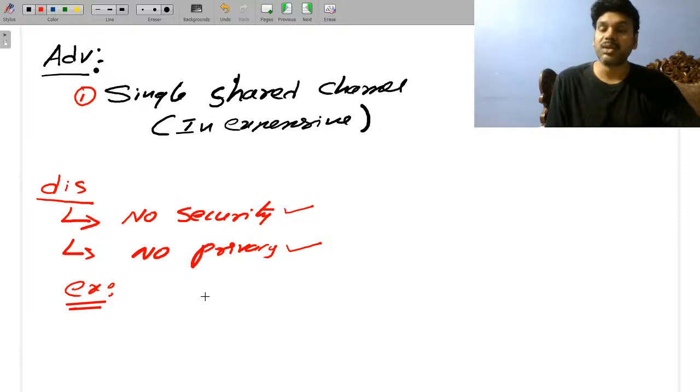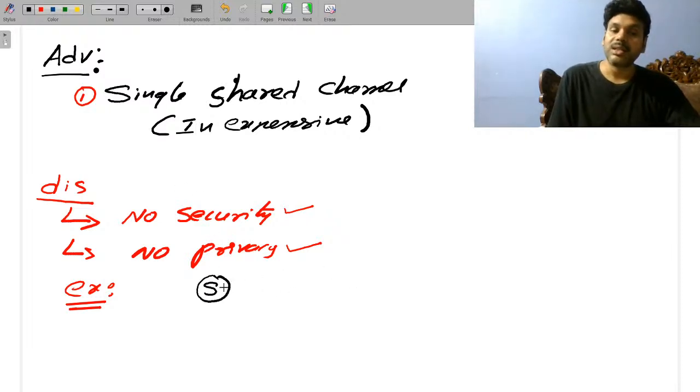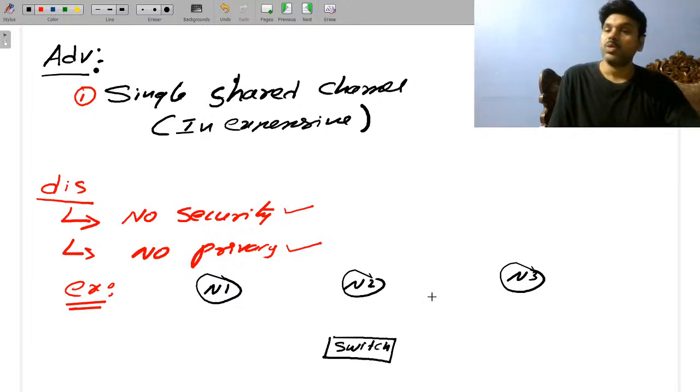Apart from that, with respect to computer networks, we will see like this. There are a few users. Already we have seen this example, and there is a node 1, and there is a node 2, and there is a node 3, who are connected to one particular hub or a switch.